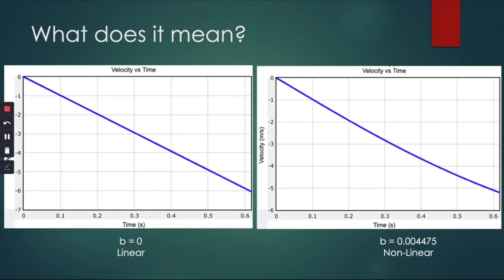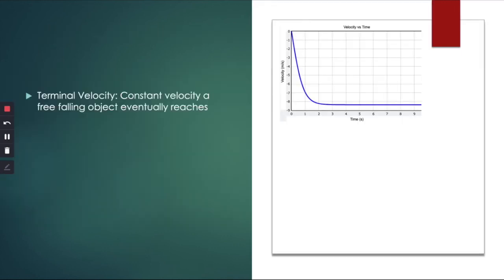To answer the "what does it mean" question, I looked at the velocity versus time graphs from Tracker, and as you can see, the velocity graph with no drag force is linear, while the other isn't. It's clear that the model to the right can predict the terminal velocity. Terminal velocity is a constant velocity a free-falling object eventually reaches. In the graph with no drag, it was linear, so it wasn't ever going to reach a constant velocity. However, the graph on the right gets flat, signifying that it has reached terminal velocity.